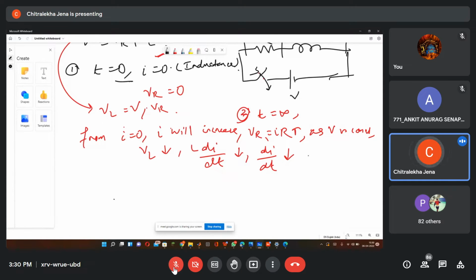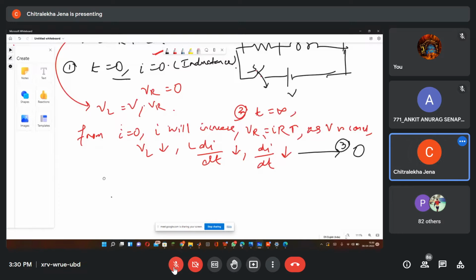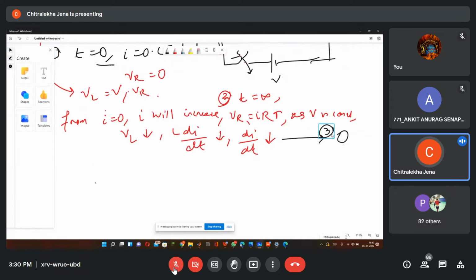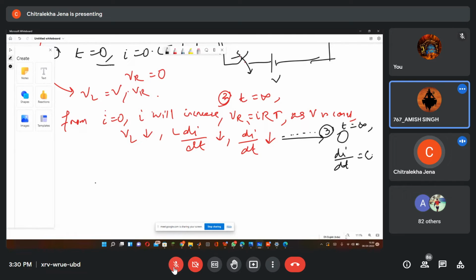Now here it is decreasing. It will decrease and decrease and decrease, and the process will go on and become 0. So when di by dt will be 0, at that time, when I have closed the switch for a long period of time, this will be at which case? At which case it will be 0? T at infinite. So at T infinite, what will be my di by dt? Tell me. Long time I have closed this, so that's what I have put in a dotted line. So di by dt will be equal to 0.